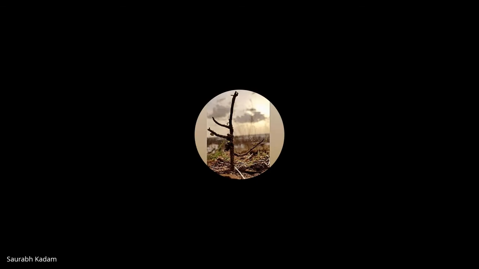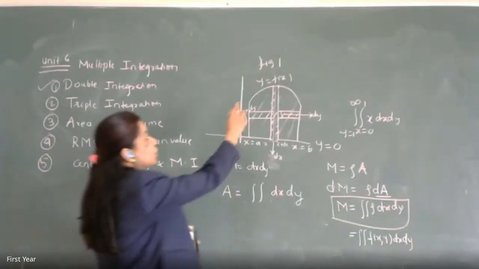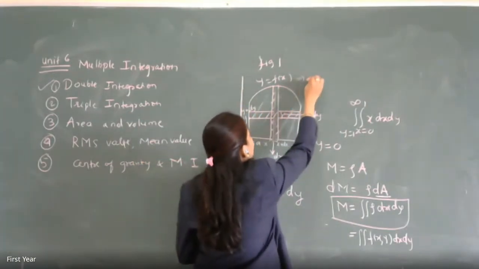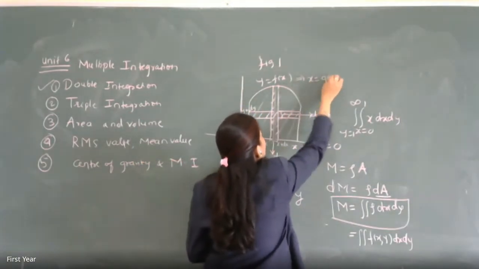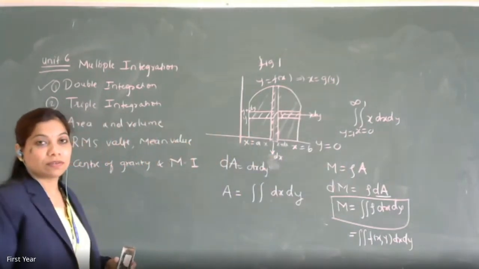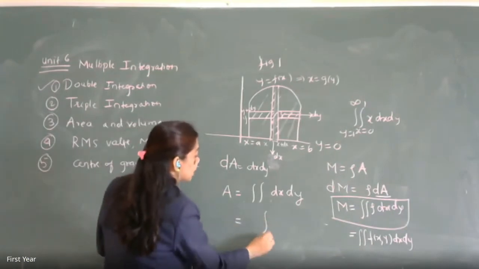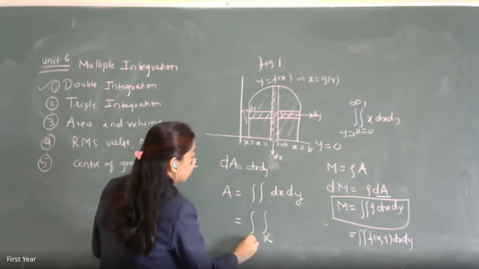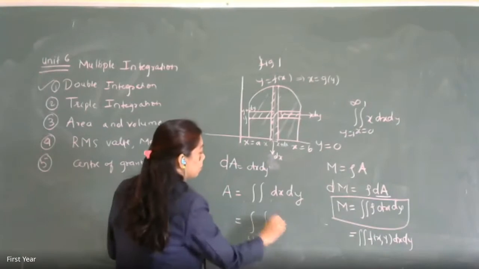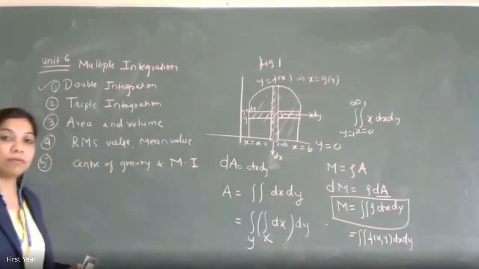X will be the inner limit and the outer limit will be of y. Correct. But for that, this y is equal to f of x, which is given to you, you have to write x is equal to g of y. Are you getting it? Yes, ma'am. And then you will get the limits of x inside and y outside. First you will do the integration with respect to x and then with respect to y. Is it okay?